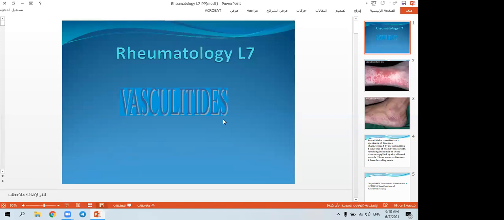اذا الفاسكولايتس يا شباب خلوا الفاسكولايتس in any chronic undiagnosed or يعني vague patients with vague symptoms. Any patient with a skin lesion خلوا ببالكم الفاسكولايتس. Any patient with purpura or subcutaneous bleeding خلوا بالكم الفاسكولايتس. Okay, الفاسكولايتس is حقيقة present everywhere and should be suspected in every patient with skin lesions.